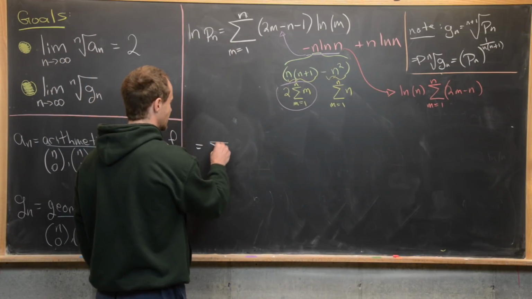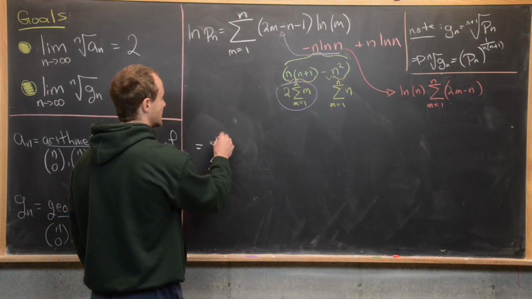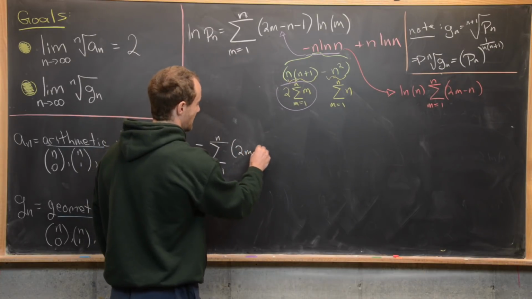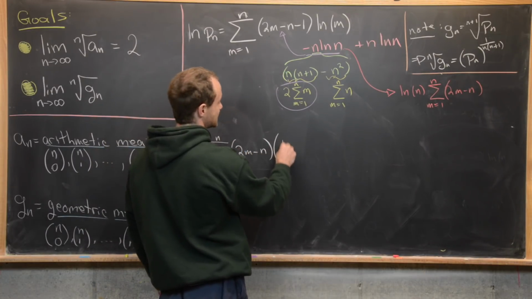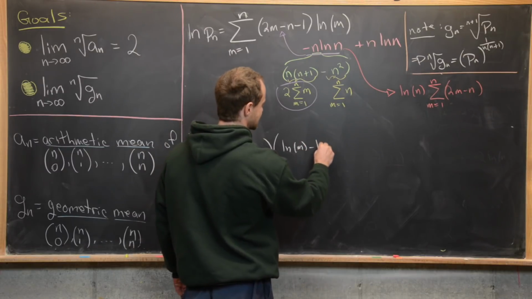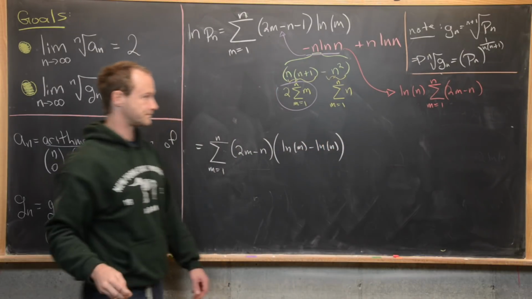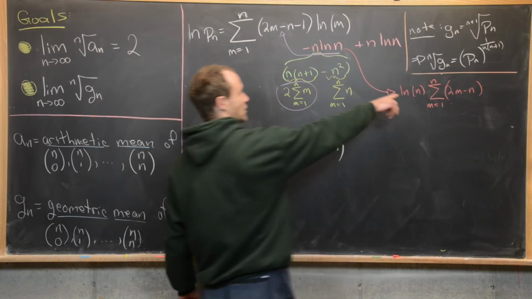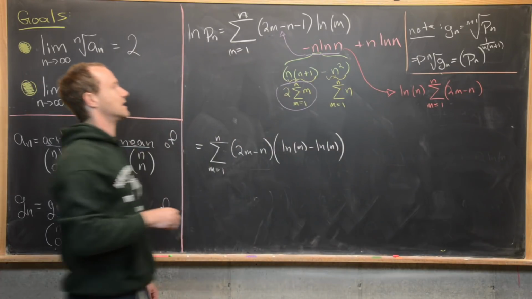So we've got this is now equal to the sum as m goes from 1 to n of 2m minus n times the natural log of m minus the natural log of n. So that's from absorbing this red thing inside of here.